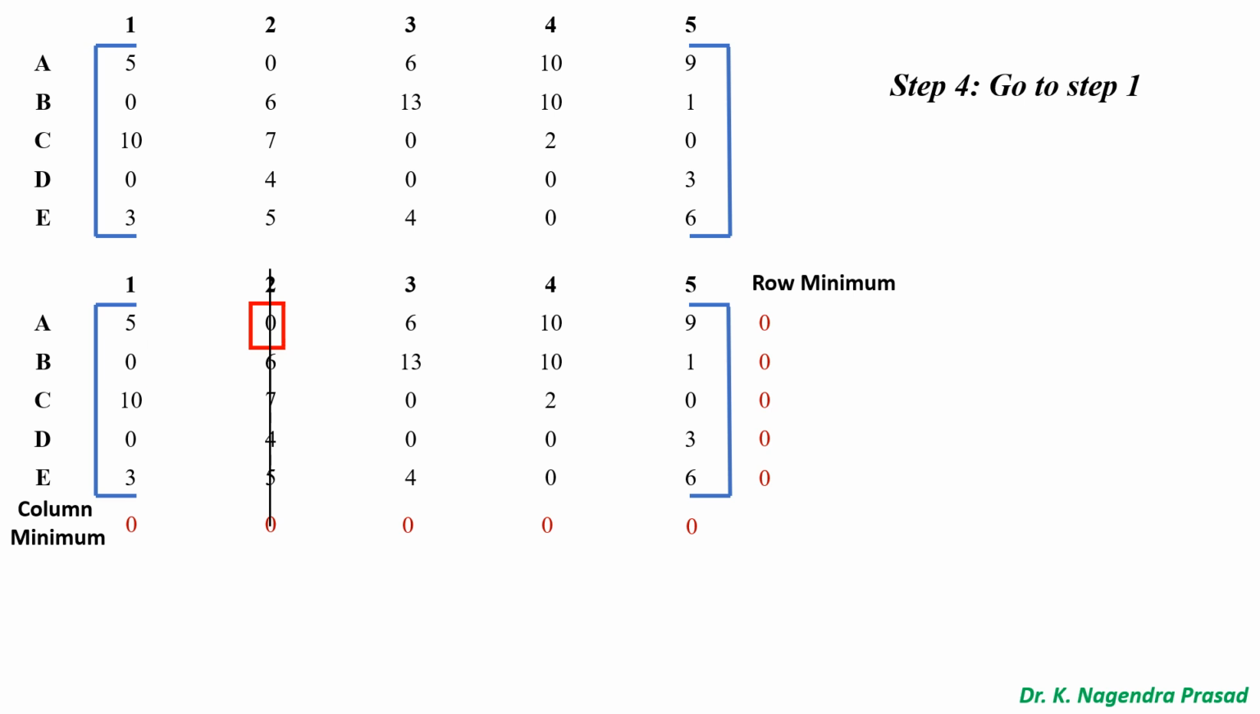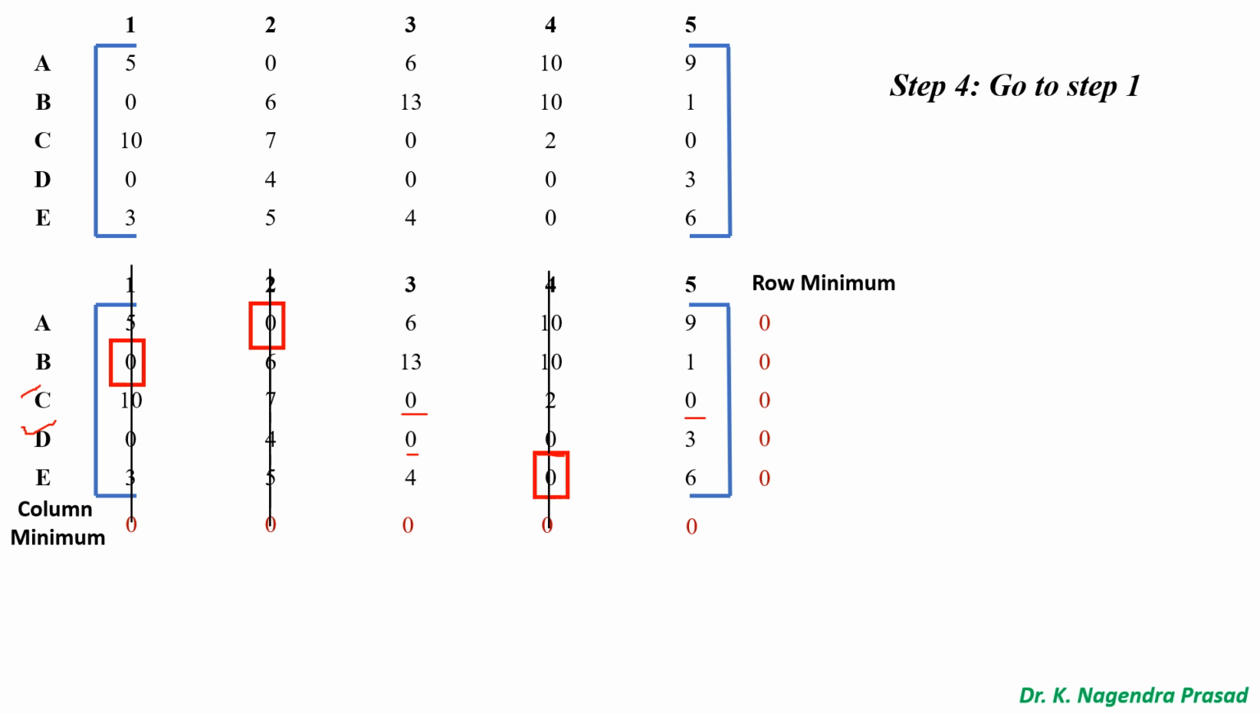In the second row, there is exactly 1 zero. Then mark a square around that zero and draw a vertical line. In the third row, there is more than 1 zero, so we have to skip the third row. Similarly, the fourth row also has more than 1 zero, so I have to skip the fourth row. In the fifth row, there is exactly 1 zero, then mark a square around that zero and draw a vertical line.